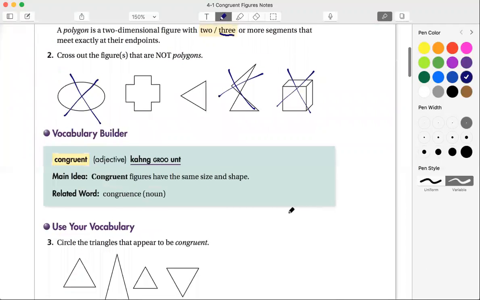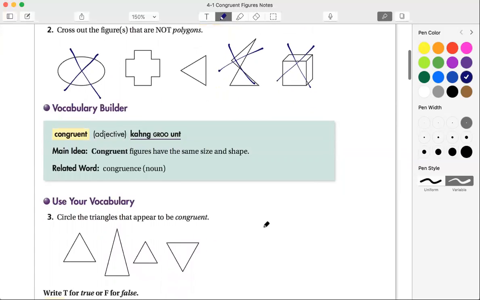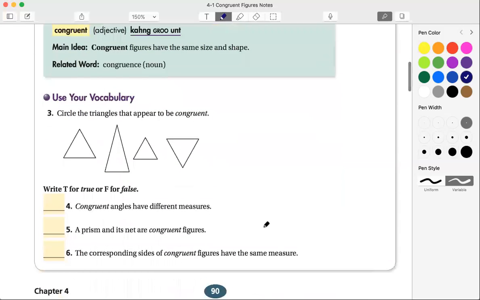So, adding to our vocabulary, the word congruent is an adjective. Congruent figures have the same size and shape. A related word would be congruence. All right, let's use that vocabulary. So we're going to circle the triangles that appear to be congruent. So which triangles appear to be the same? Well, these two triangles appear to be the same size and shape.